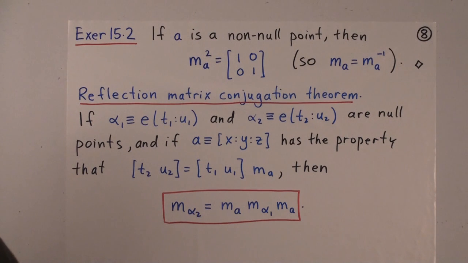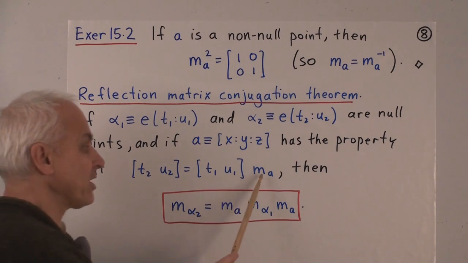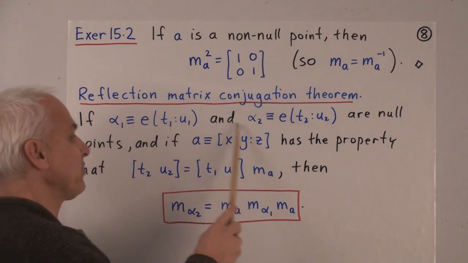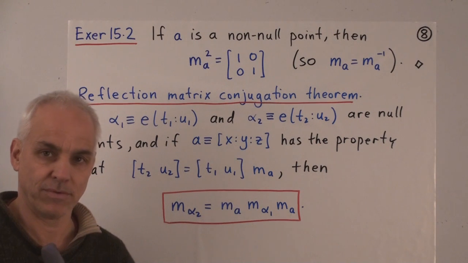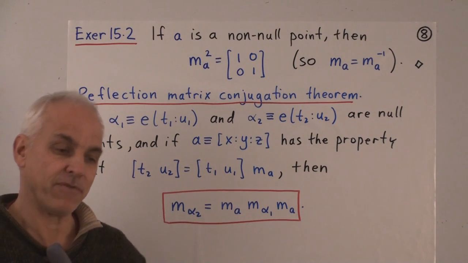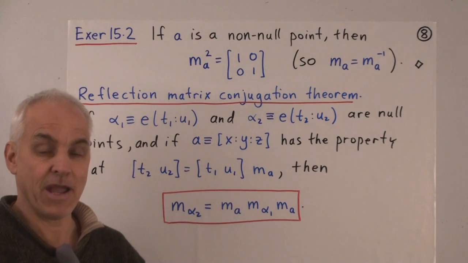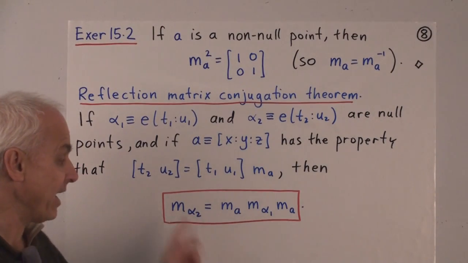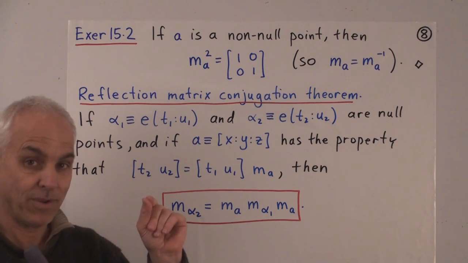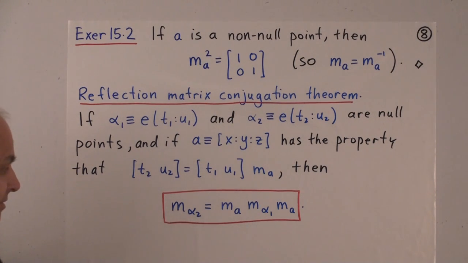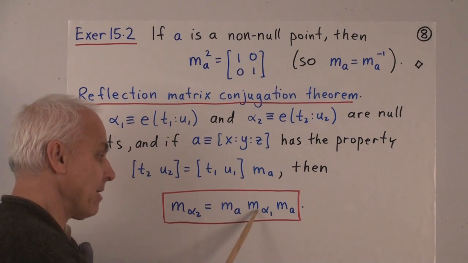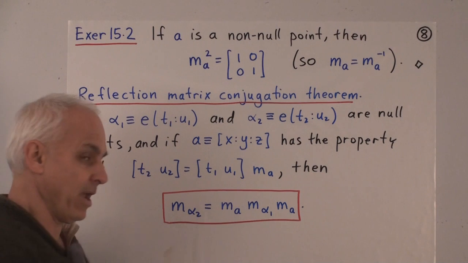Well, in that case, there's a relationship between the associated matrix of A and the two associated matrices to alpha 1 and alpha 2. Alpha 1 and alpha 2 are null points, but they still have associated matrices, M sub alpha 2, M sub alpha 1. And here's the relationship between those two associated matrices. M sub alpha 2 is equal to M sub A times M sub alpha 1 times M sub A.